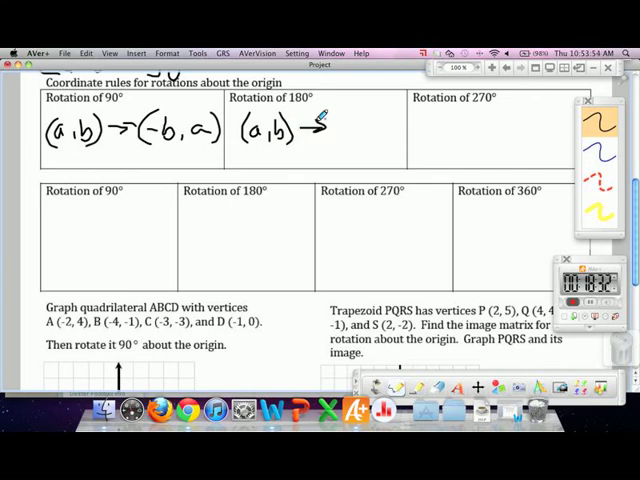For a 180 degree rotation, opposite of a, opposite of b. And if I want to go a full 270, well, I'll go same as b, opposite of a.